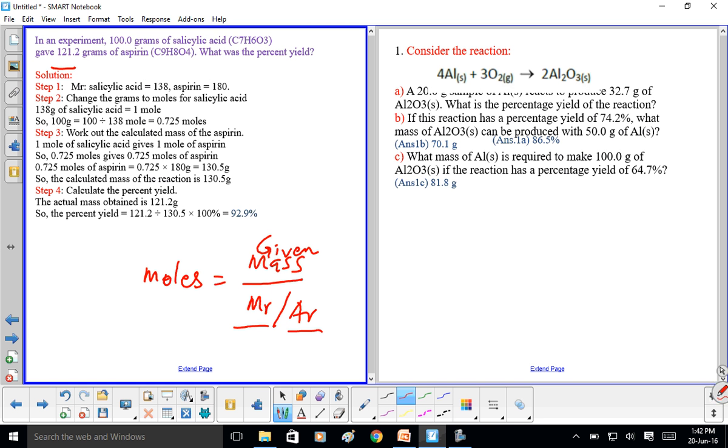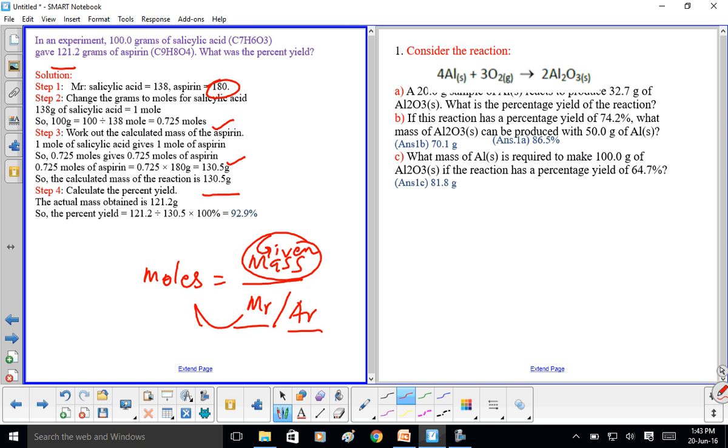Here, this 100 gram is 100 by 138, so you will get 0.725 moles of this. And we calculate the mass of aspirin. If we write the equation, 1 mole of this will give you 1 mole of this, so the same number of moles will be there. So we multiply this 0.725 into 180 gram, because if you want to find the mass, you have to multiply these two. So given mass is equal to moles into MR. Finally, when we multiply, we'll get 130 gram.